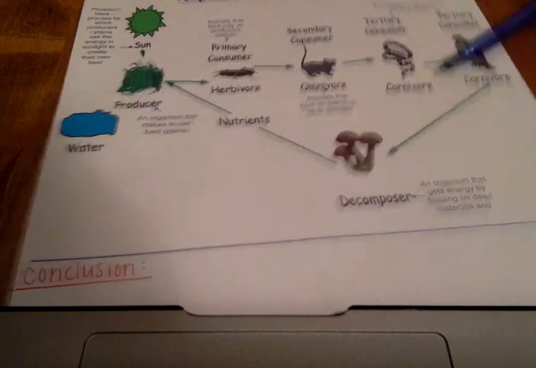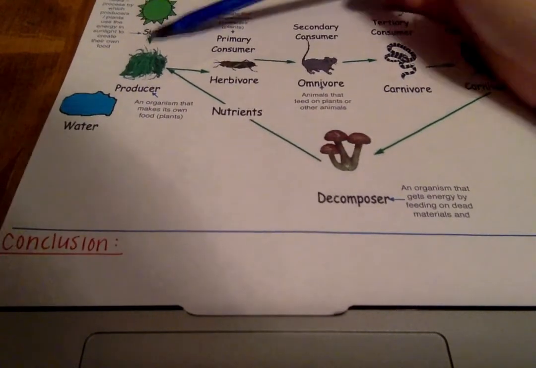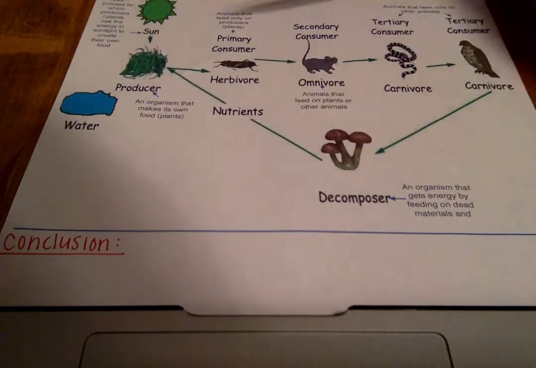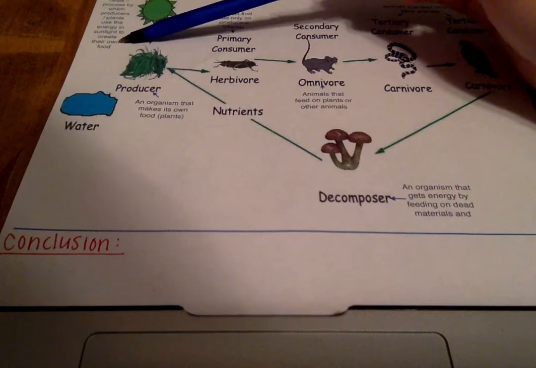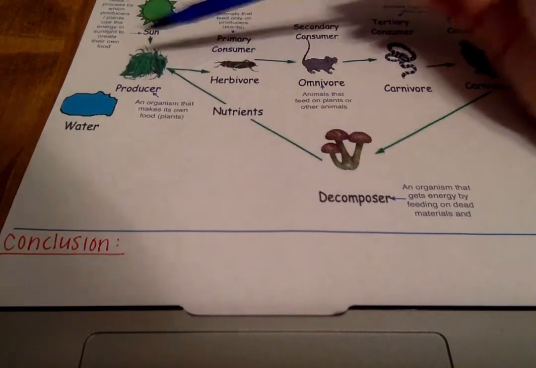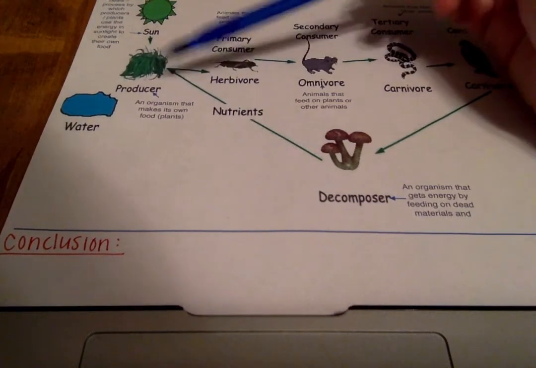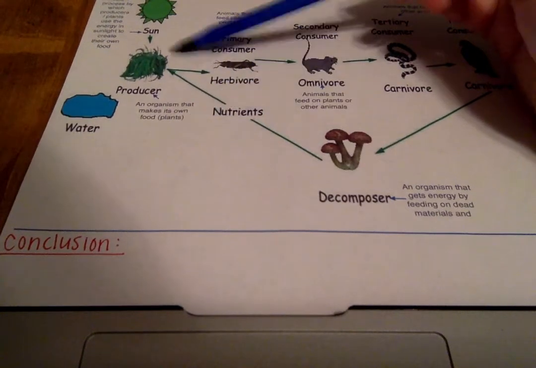And in our food chain, for this model, we have the sun. The sun has photosynthesis, and photosynthesis is the process by which producers, plants, use the energy in the sunlight to create their own food. So, next we have the producer. The producer, such as this grass, is an organism that makes its own food, such as different plants.